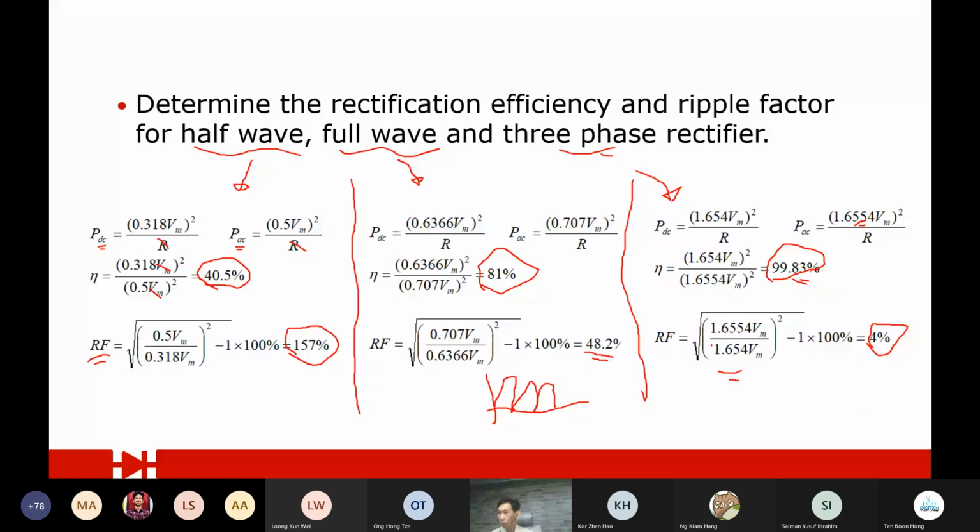So with this one, you must know how to show all these equations that lead to determining the rectification efficiency and the ripple factors. All right. So up to this point, any questions?